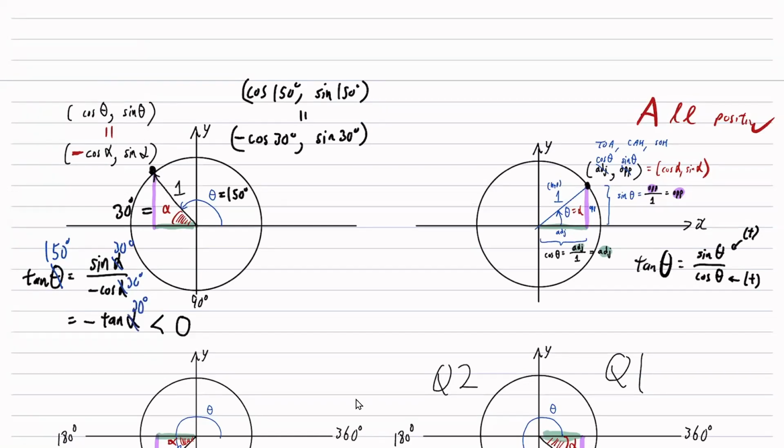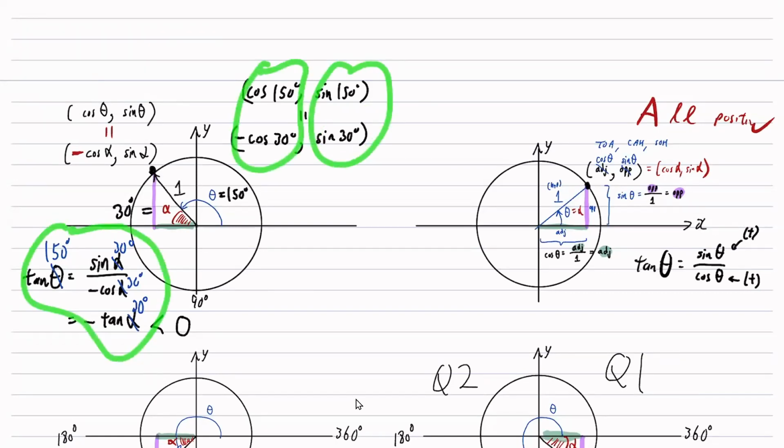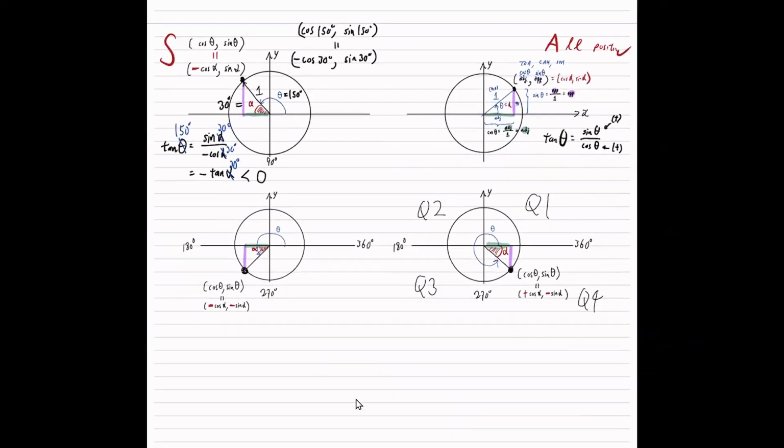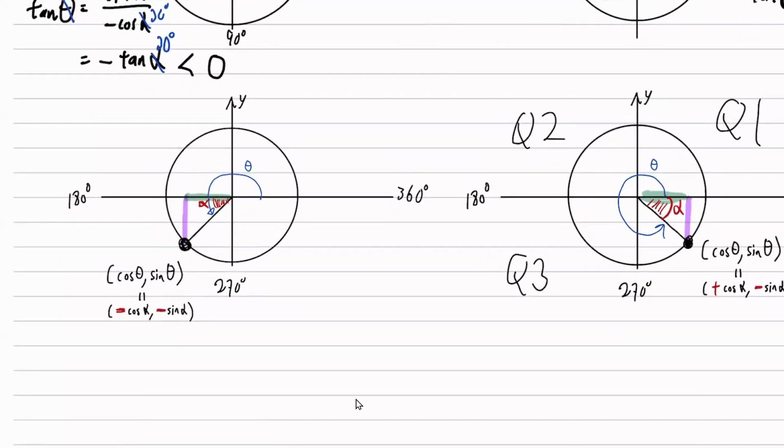Who's the only guy that's positive here? Only the sine 150, which is equivalent to sine of 30 degrees, is positive. That means only sine is positive. S. Okay, we put down an S. And then for the third one, you can check it on your own. Tangent. Only tangent is positive. And for the last guy, only cosine is positive.